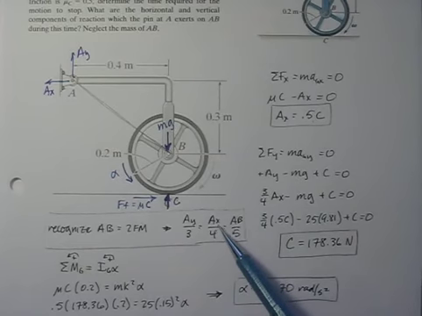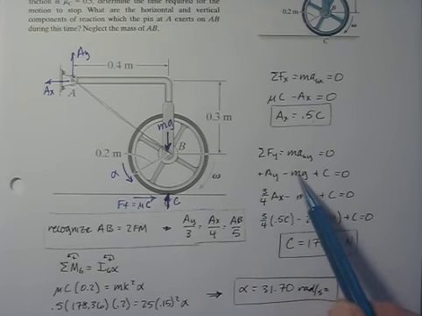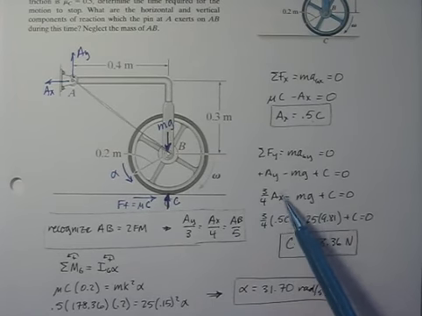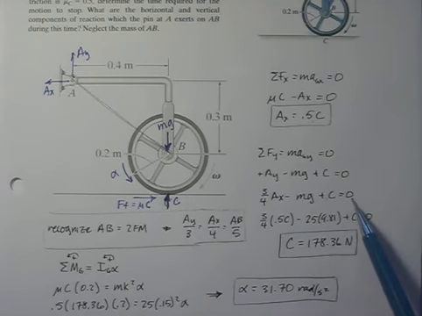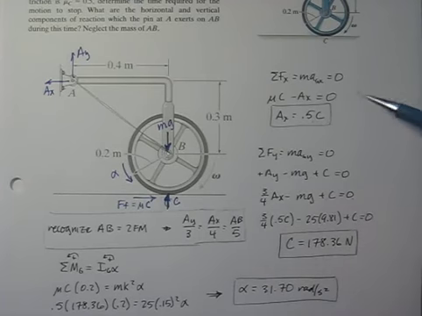When I do that, I can substitute that into the equation back up here. I can see that 3/4 AX minus mg plus C is equal to 0. Now I have a two equations, two unknowns situation. I can plug this piece back into here, and I can solve for C, my normal reaction at C, which is 178.36.